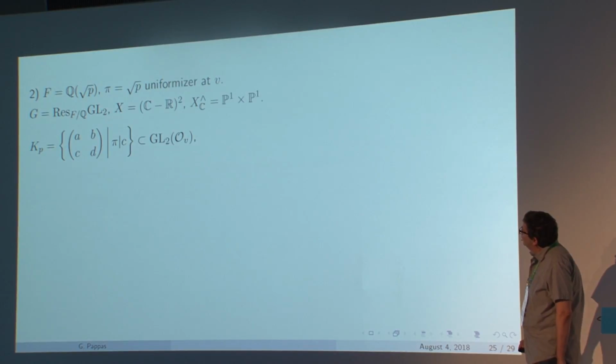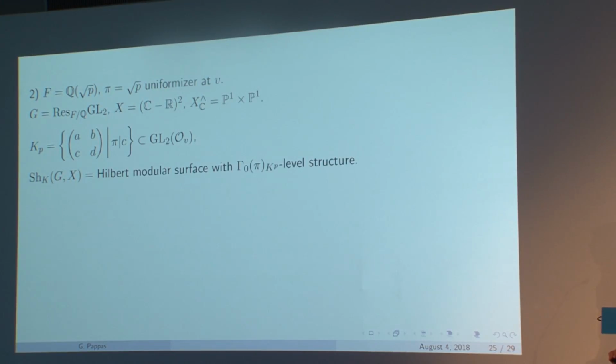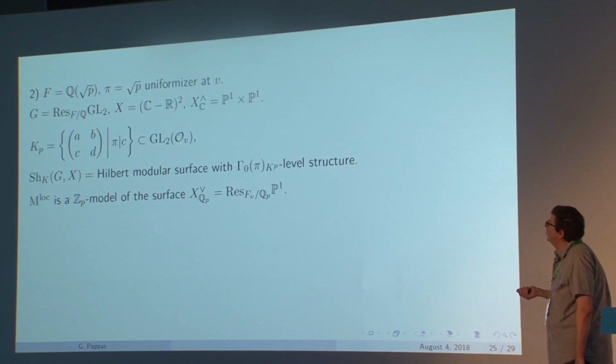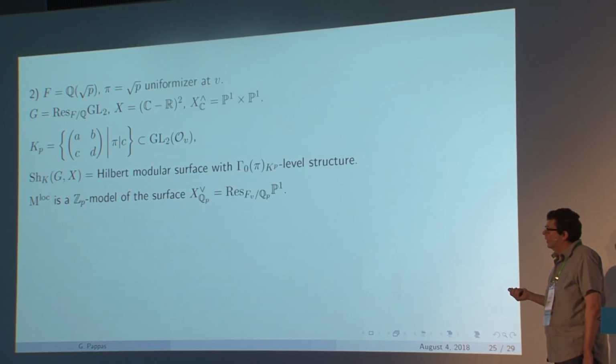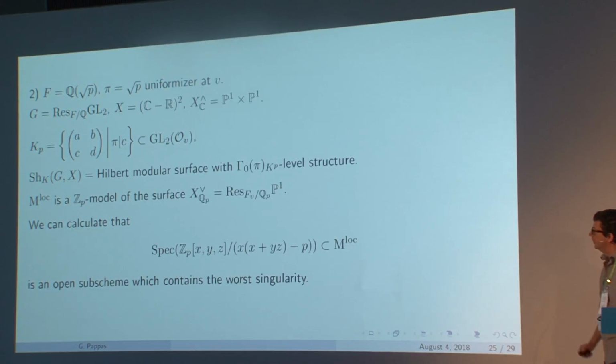I take again Iwahori type. This is a Hilbert modular surface with p-level structure where p is ramified. I'm just going to give you some examples. So the local model is now a model of this surface given by a restriction of scalars of P1. And in this case, you get this weird singularity.